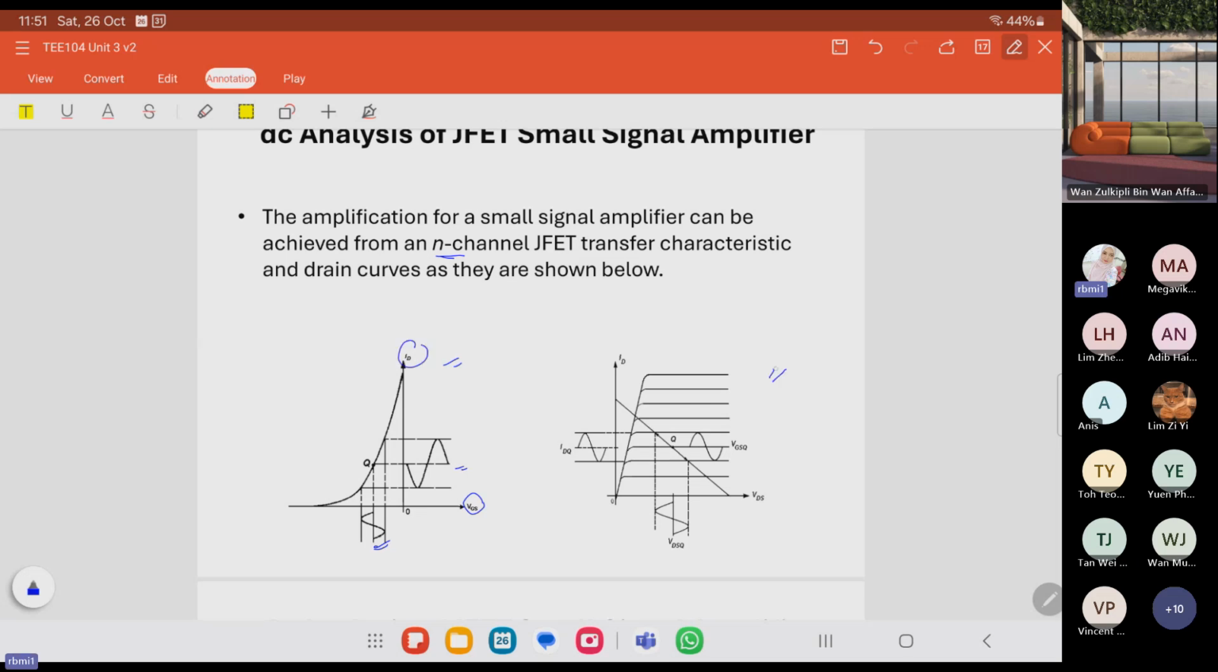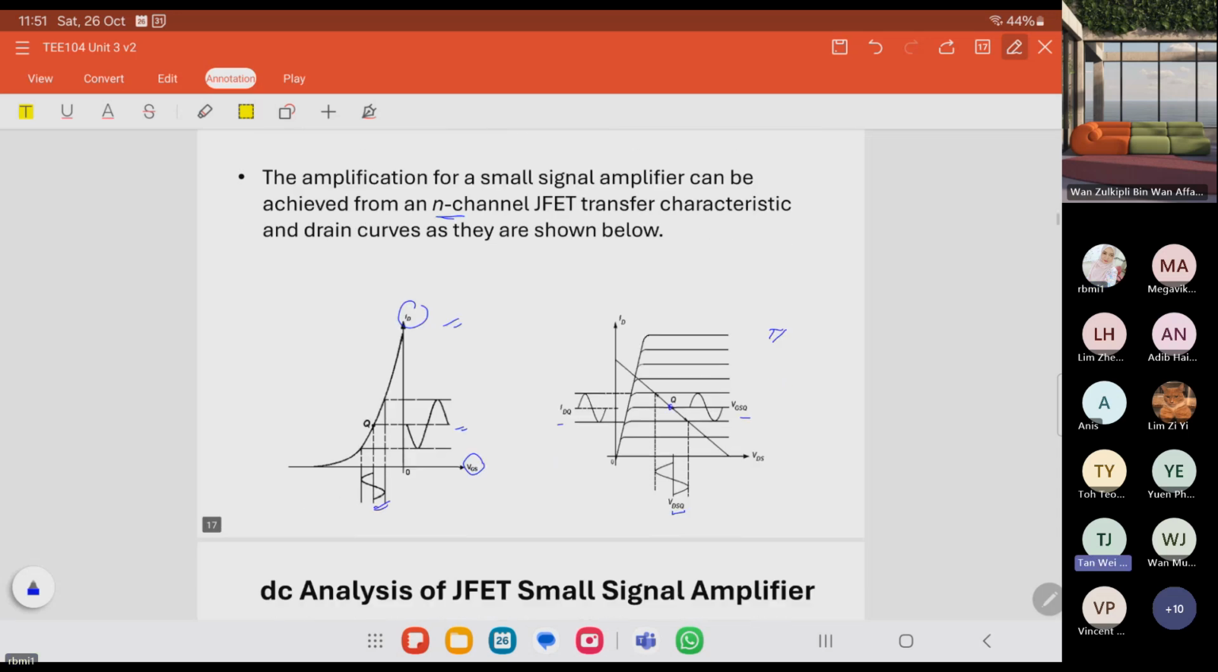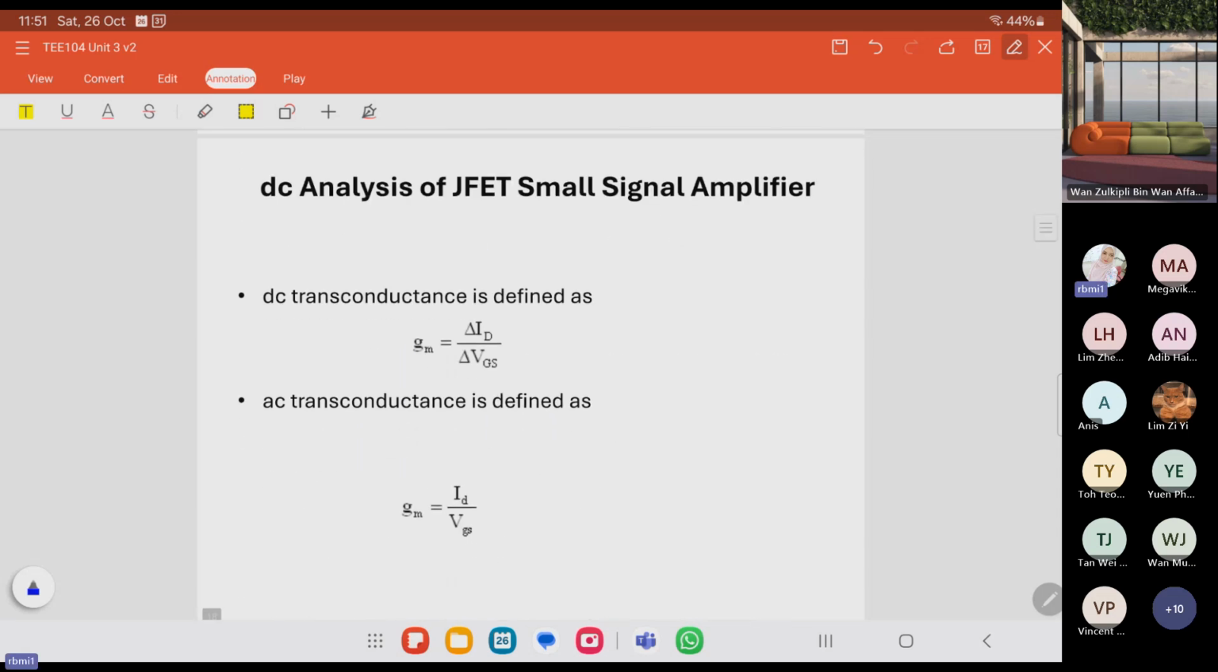Okay, and for this second graph here, the drain curve of N-channel JFET showing the signal amplification. We have the Q point. Q point is the optimum operating point for VGSQ, VDSQ, and IDQ. The change will also show in the drain to source voltage, VDS. Okay.